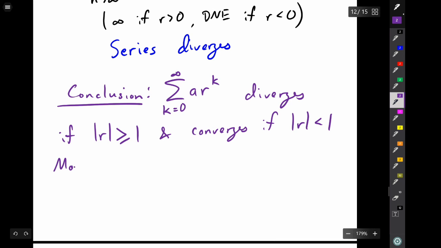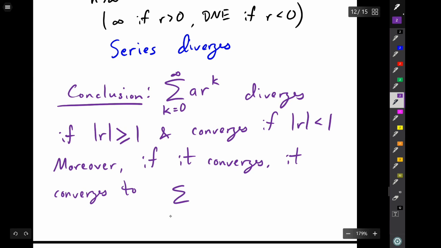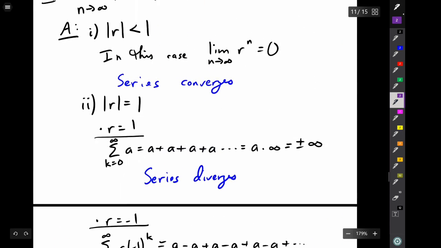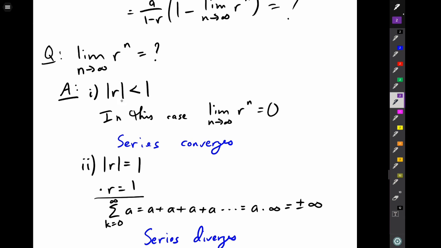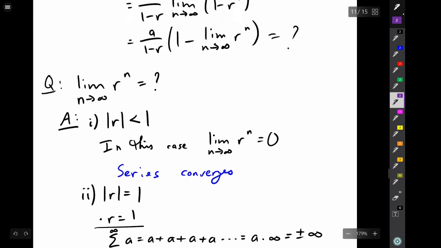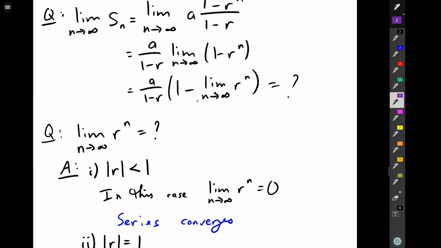Moreover, oops, that's all one word. Moreover, if it converges, it converges to, so this sum here, what is it actually going to equal? Well, we have to go back up here. So if absolute value of r is less than 1, this limit is 0. So if we plug that back in right here, this would become 0, and it's just a over 1 minus r.